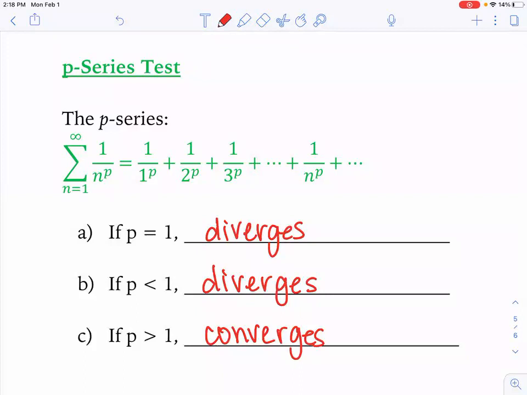Some of these might not even require work. Some of them, your work is going to be just rewriting the series to look like this, and then saying that it converges or diverges. P series and geometric series, your answers are going to look very similar, where you're just looking at a number and comparing it to 1. But in the P series, we want P to be bigger than 1. In the geometric series, we're looking at r being less than 1.